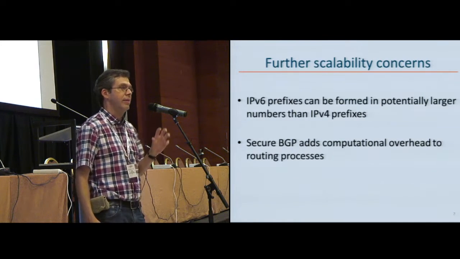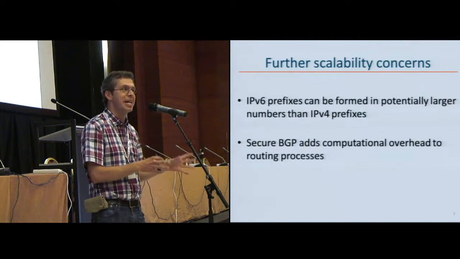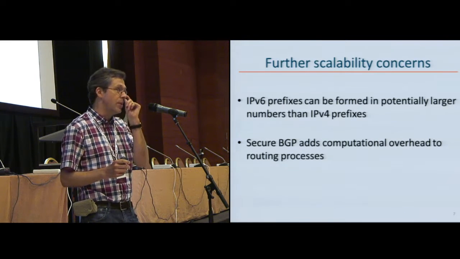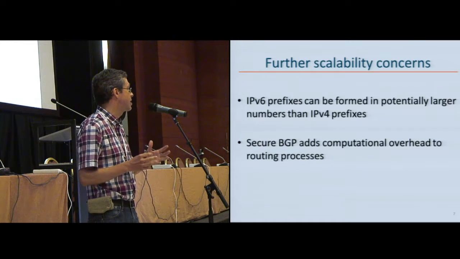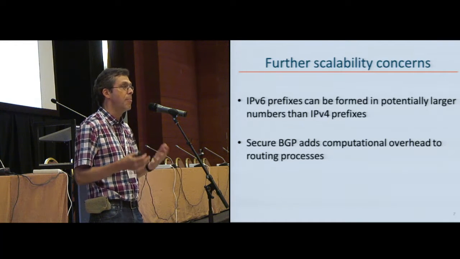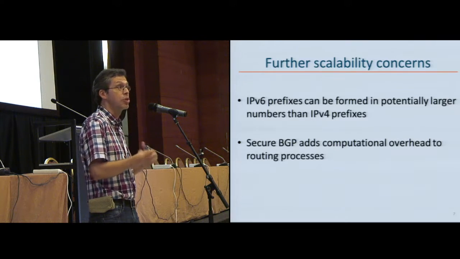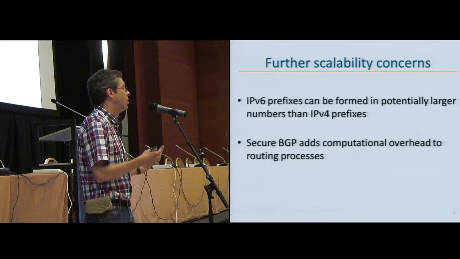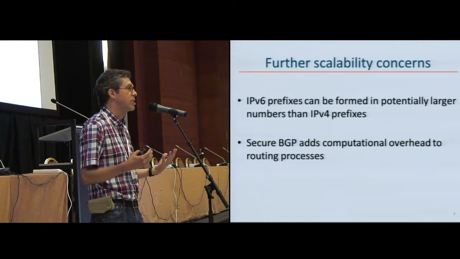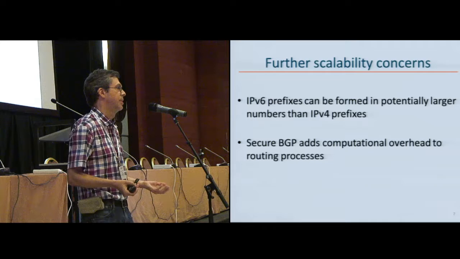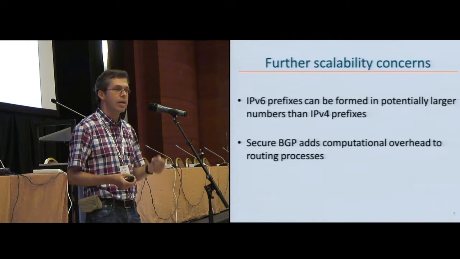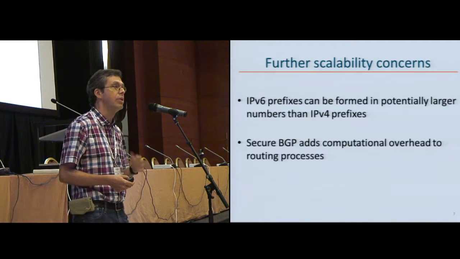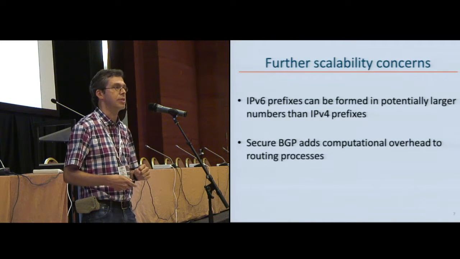We are finally witnessing a transition from the 32-bit IPv4 prefixes to the 128-bit IPv6 prefixes. Without an addressing plan for IPv6 that takes routing scalability into account, many more IPv6 prefixes are potentially formed than IPv4 prefixes. At the same time, we see momentum towards endowing BGP with security features. Secure BGP in particular requires signing, authenticating and validating routes in real time, and that places a burden on the routing processes.